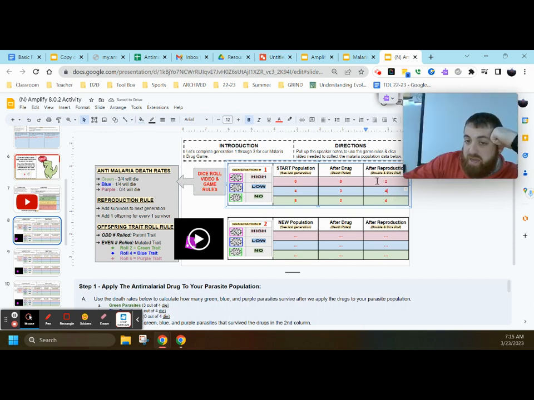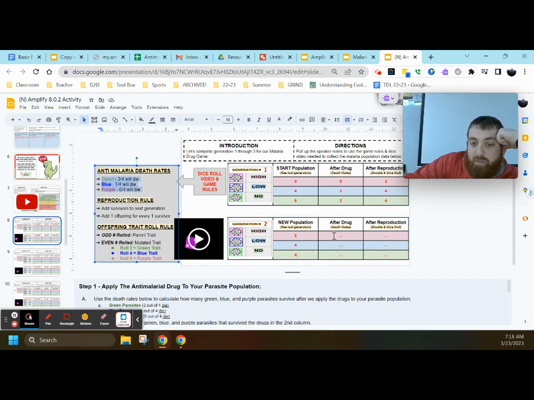So my new population, I'm going to take this. It's going to be my new population for generation 2. So it's going to be 2, 4, and 4. So that's how I'm going to go from generation to generation. I'm going to do the same thing. I'm going to apply the drug here. My death rates, I got to do a little math, figure out how many are going to die after the drug. Then I'm going to reproduce.